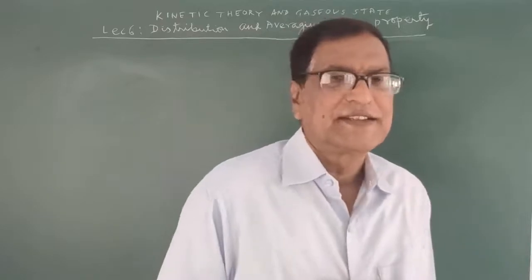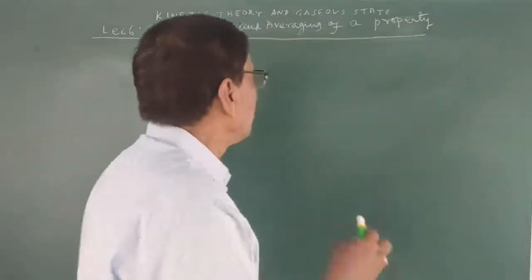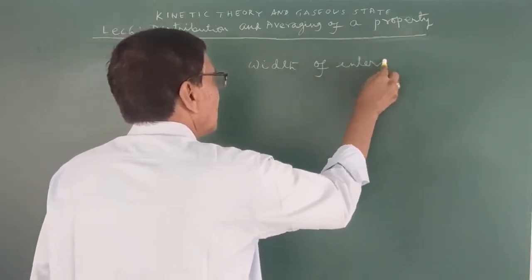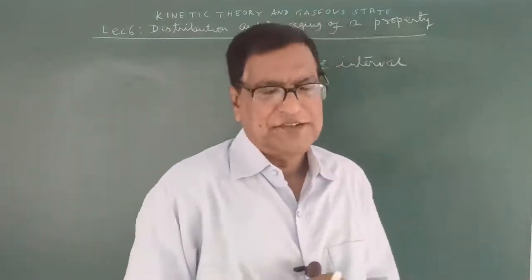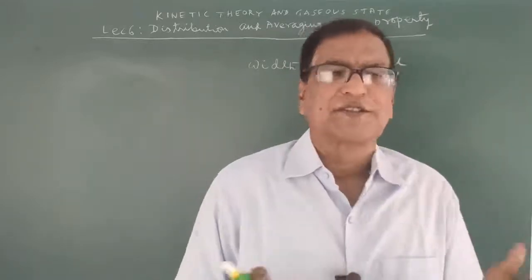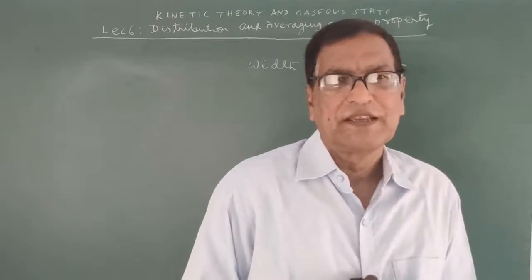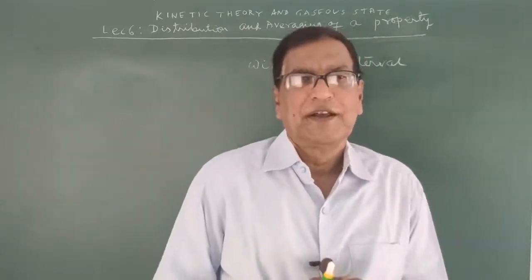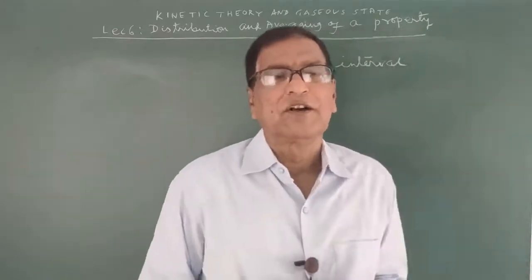Say in case of age, 0 to 5 years, 5 to 10 years, this is the width of the interval, in this case 5 years. Or in case of marks obtained by the students in an examination, the interval is taken as 10 marks. So this interval, or range, or width of the interval is very important for making a distribution of a group of things into their respective classes depending on certain properties.